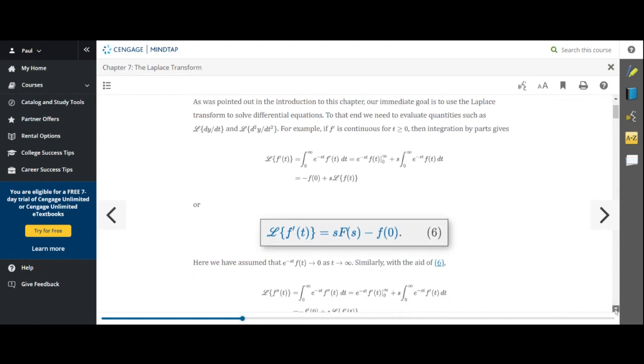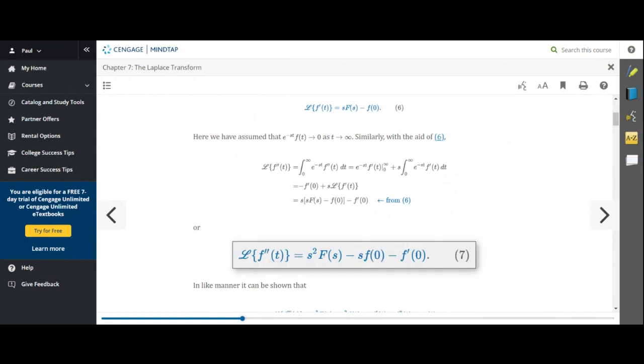And for instance, the Laplace transform of f double prime of t will equal s squared times the Laplace transform of f of t minus s times f of 0 minus f prime of 0. You're comfortable with that, Antonio? Yes, I am. Excellent. Are there any other good questions? Okay. Well, then let's go ahead here.